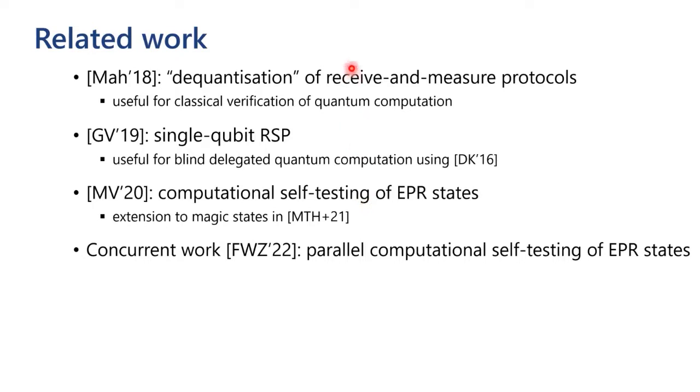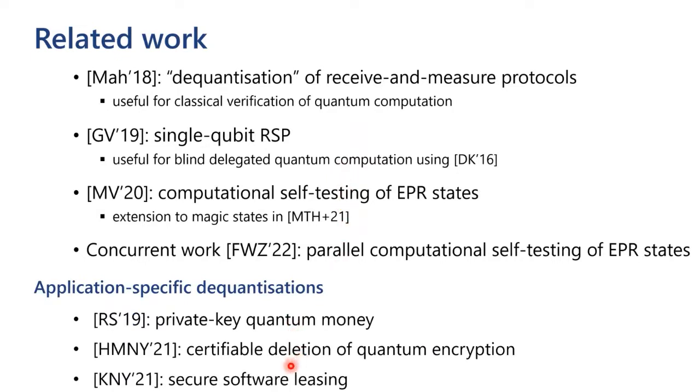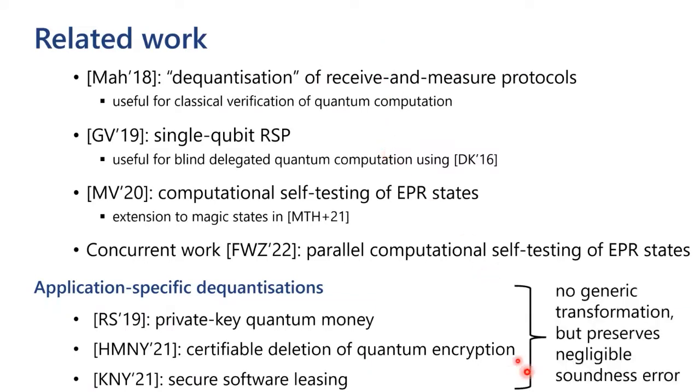Okay, so this is work on sort of generic dequantizations or generic computational protocols with classical communication. There's also been work on what I'd call application-specific dequantizations. So for these cryptographic primitives, what you can do is look at that specific primitive and come up with a protocol that only has classical communication using these same kinds of post-quantum crypto ideas. So compared to our work, this doesn't have any generic transformation. So you need to do extra work for each primitive that you want to dequantize, and in many cases, quite non-trivial work. But what you get for your extra work is that you are able to preserve negligible soundness error.